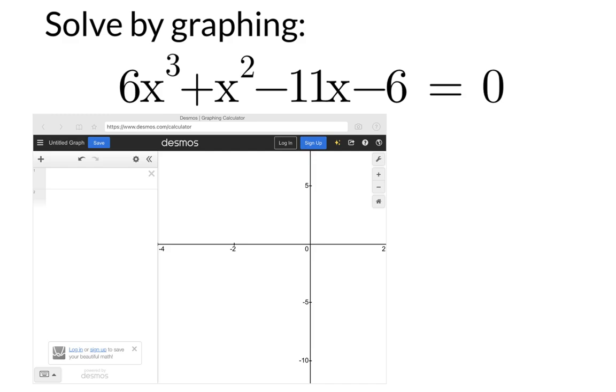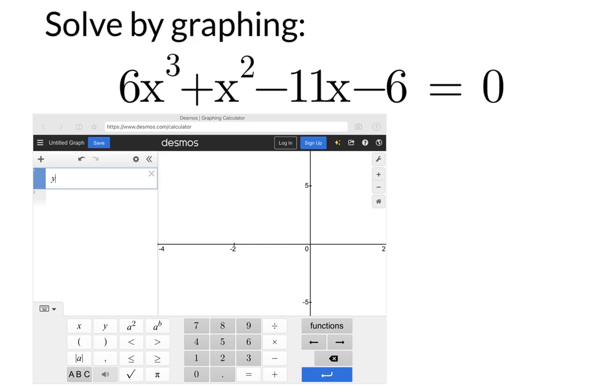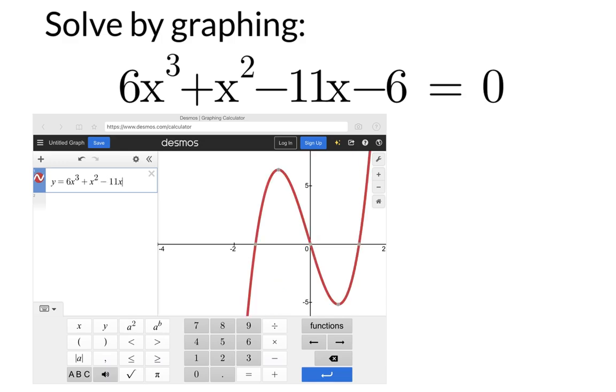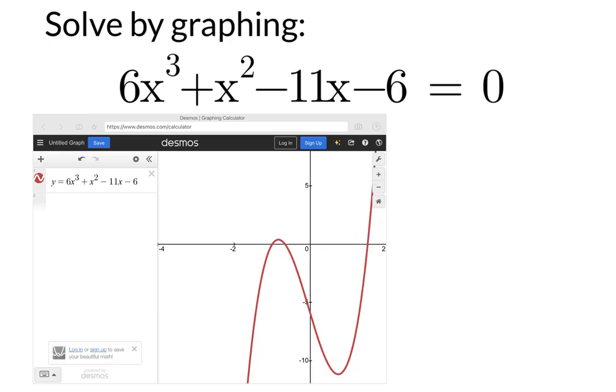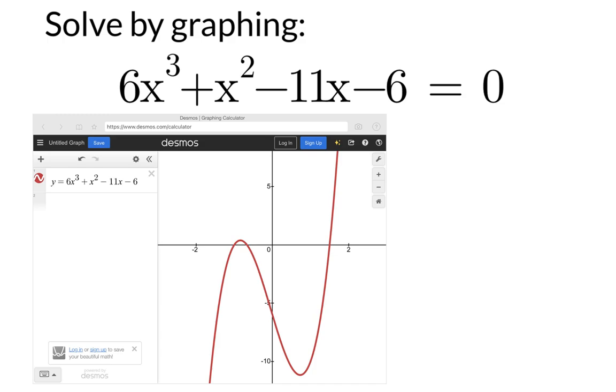But ultimately, what I want you to be able to do is to solve an equation by using your graphing calculator, or Desmos. So to do that, if we want to solve 6x cubed plus x squared minus 11x minus 6 equals 0, the first thing we should do is graph the polynomial. So in Desmos, I'm just going to go y equals 6x to the 3rd plus x squared minus 11x and minus 6. And we get a nice graph of our cubic function.